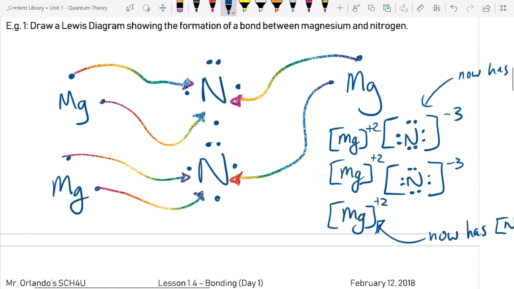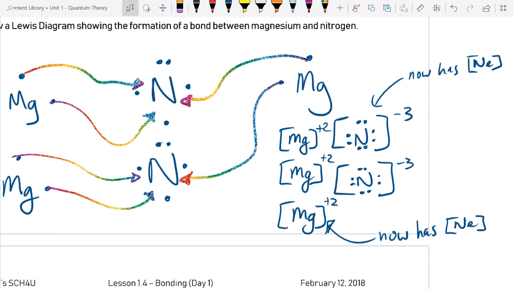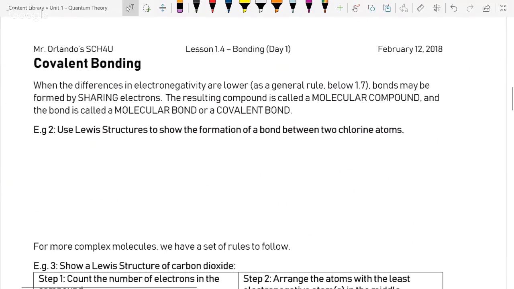Again, this is not the focus of today's lesson. This has not really changed from how you understood it before. Basically, a full p orbital is a comfortable, stable space. That's what we like to know. Covalent bonding, though, is a little bit different.